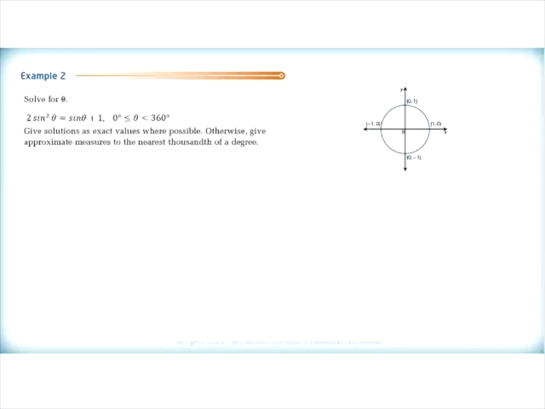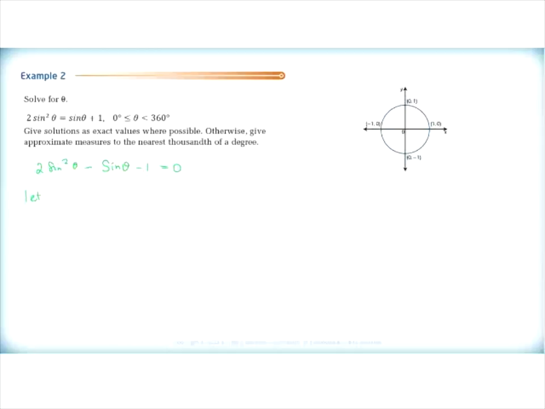Let's have a look at another example. Very similar, but this one involves sine. I got 2 sine squared theta equals sine theta plus 1. If you want to factor it, you got to get it equal to 0. So I'm going to do 2 sine squared theta, subtract sine theta, subtract 1 equals 0.